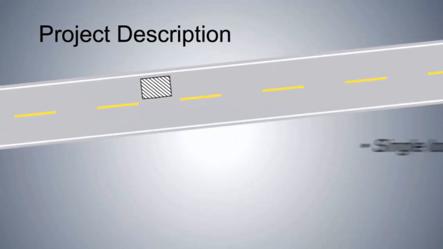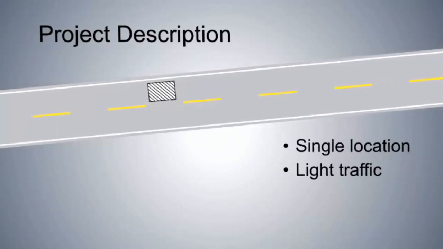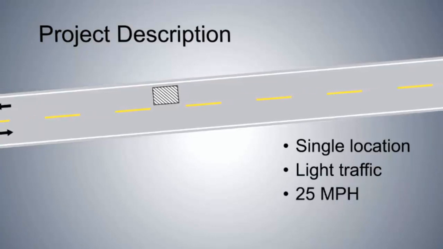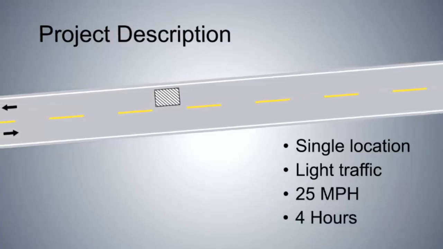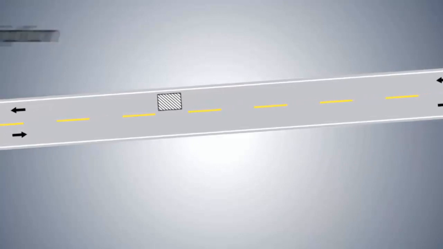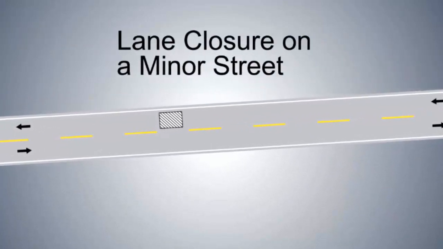To illustrate how agencies use the MUTCD, let's follow a maintenance supervisor on a project to repair a storm sewer drain on a residential street. According to the work order, repairs will take place at a single location where the traffic is anticipated to be light, less than 50 cars per hour, and the speed limit is 25 miles per hour. The supervisor thinks his crew can finish the repairs within 4 hours. This project description leads to a typical MUTCD application, specifically lane closure on a minor street.